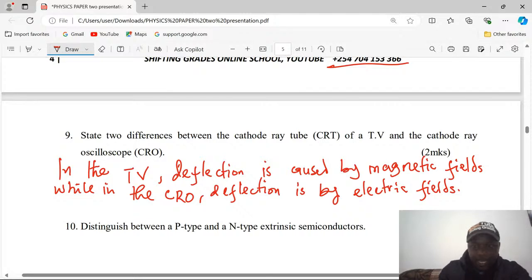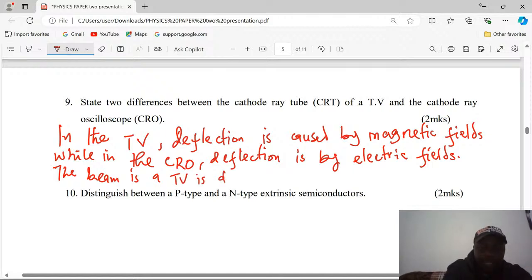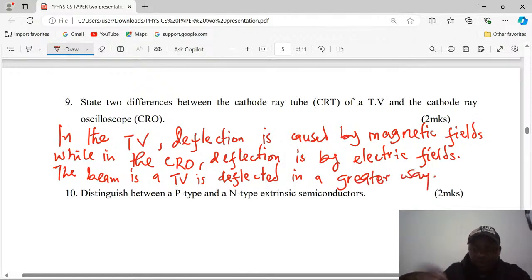We can also say that the beam in a TV is deflected in a greater way compared to the beam in the CRO. So those are some of the differences.